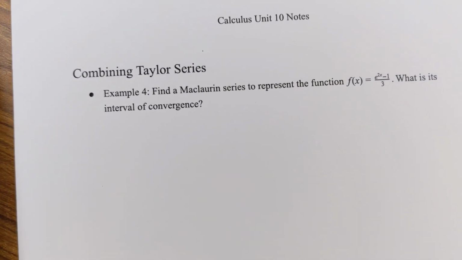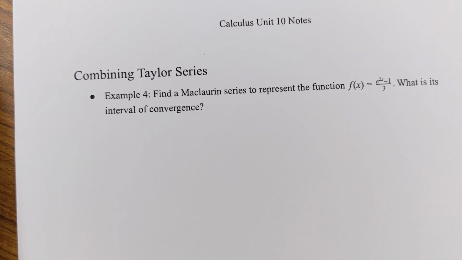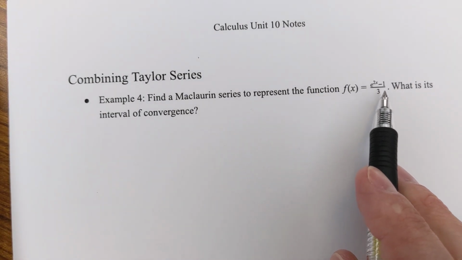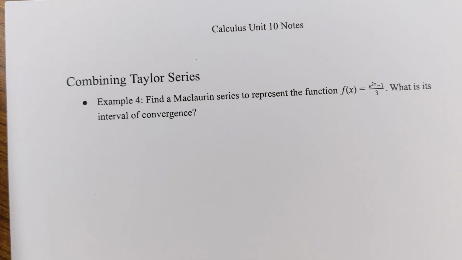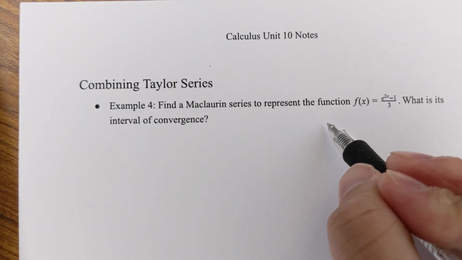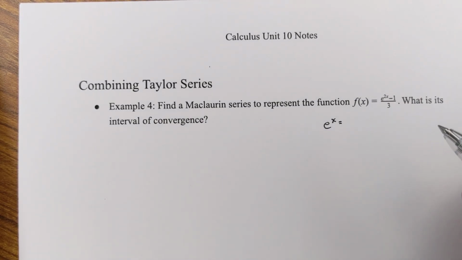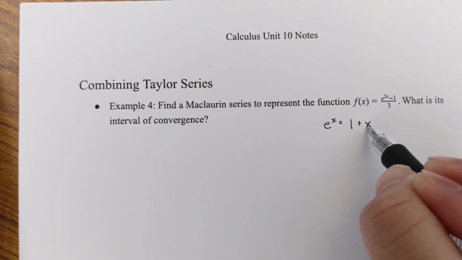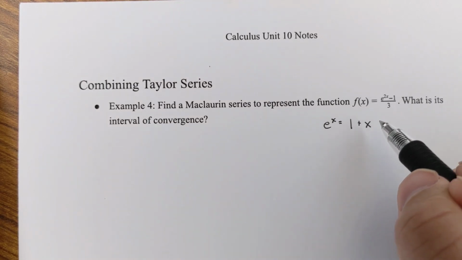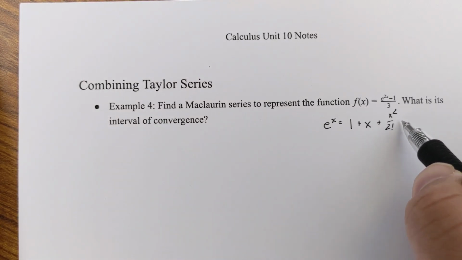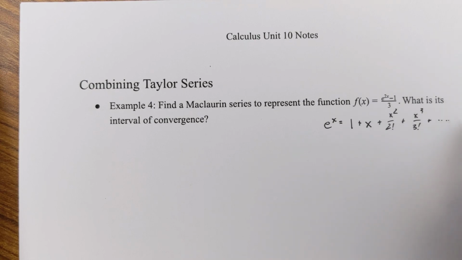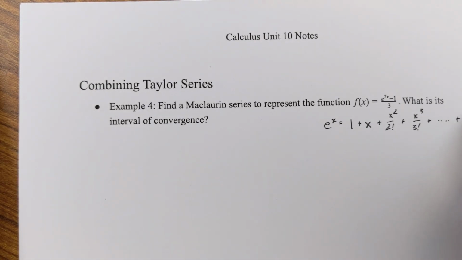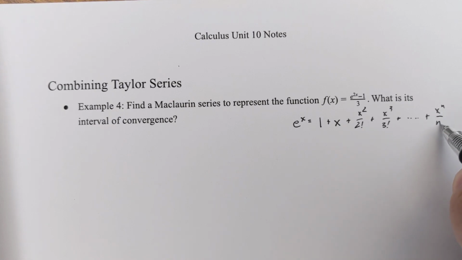Okay, so combining tables, or sorry, Taylor series, find a Maclaurin series to represent this function. What is this interval of convergence? So let's see here. So we need to do some approximations. So e to the x, Taylor polynomial for e to the x is 1 plus x plus x squared over 2 factorial plus x cubed over 3 factorial plus blah, blah, blah, all the way up to x to the nth over n factorial.